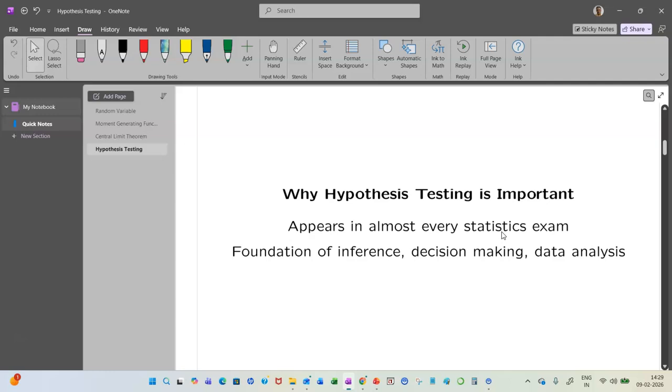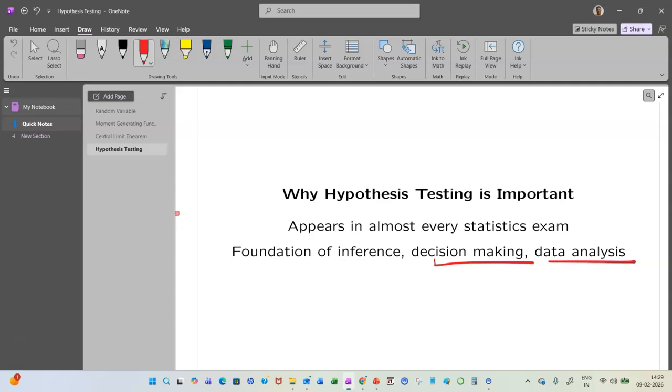Why is it so important? Hypothesis testing appears in almost every statistics exam, foundation of inference, decision making and data analysis. In any stream, whenever we use data, we need to test some hypothesis. We need to ascertain our confidence on some statements. So we need to use hypothesis testing whenever there is data analysis.